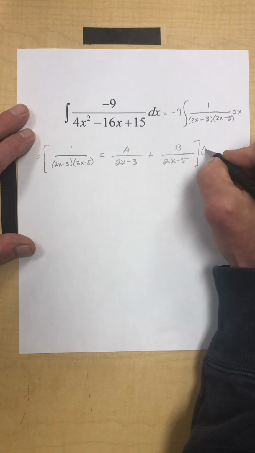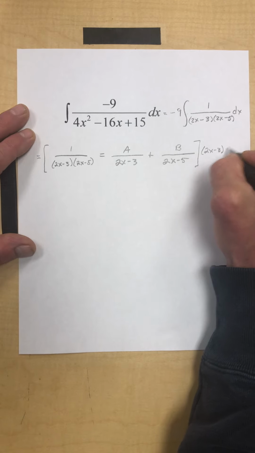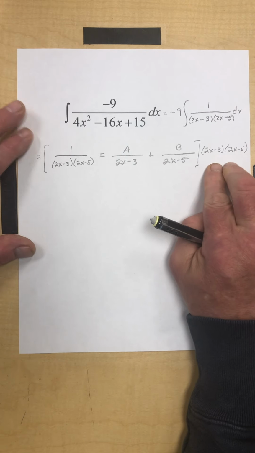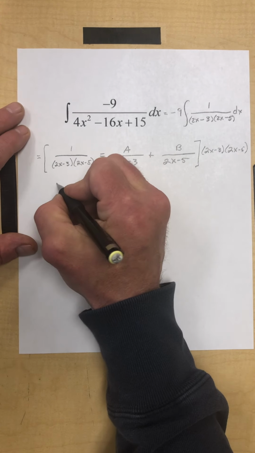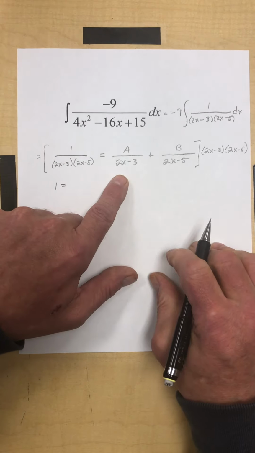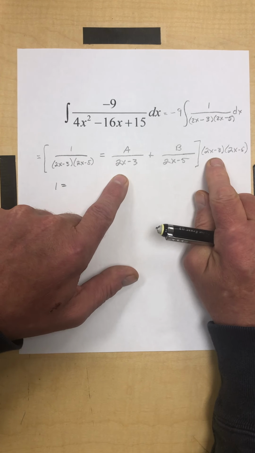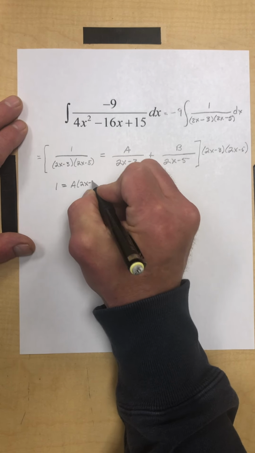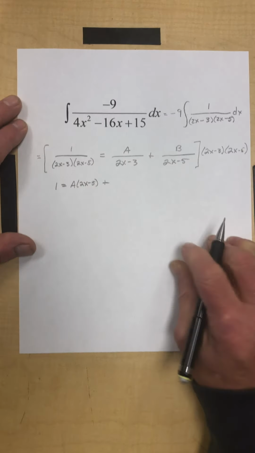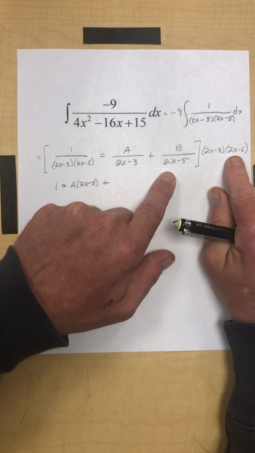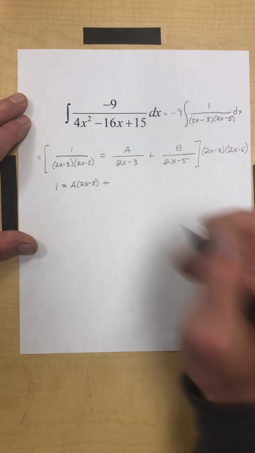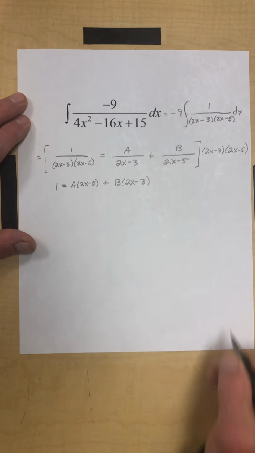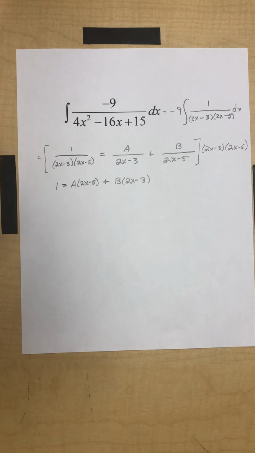So we multiply through by 2x minus 3 times 2x minus 5. That'll cancel with all this here, so we're just left with 1. This 2x minus 3 will cancel with this 2x minus 3, so I get a times 2x minus 5. And this 2x minus 5 will cancel with that 2x minus 5, so I'll get b times 2x minus 3. So we've got to figure out what we can use for a and b.